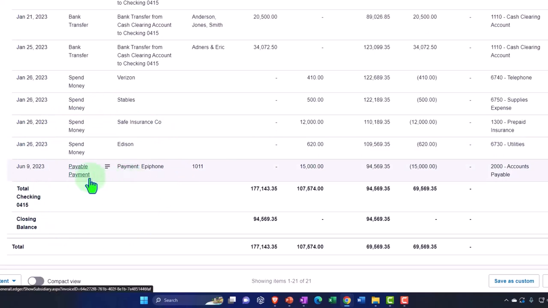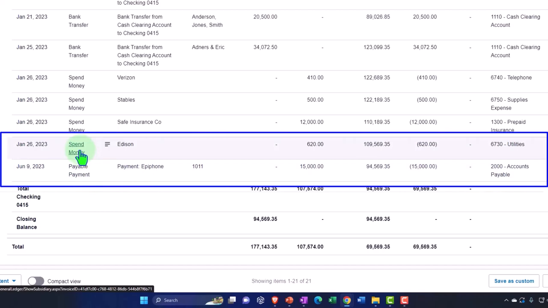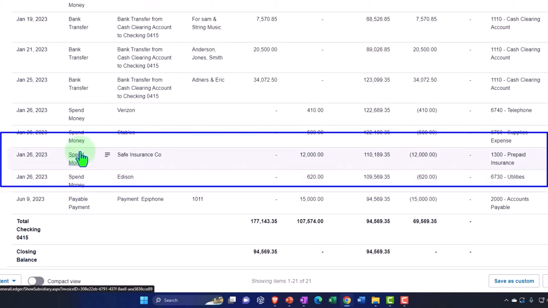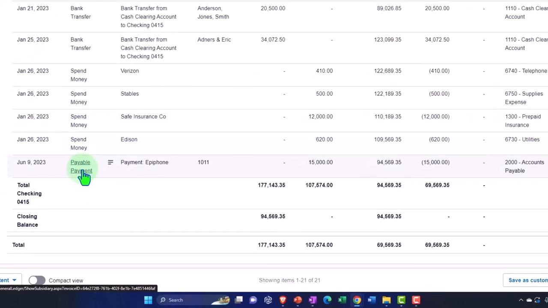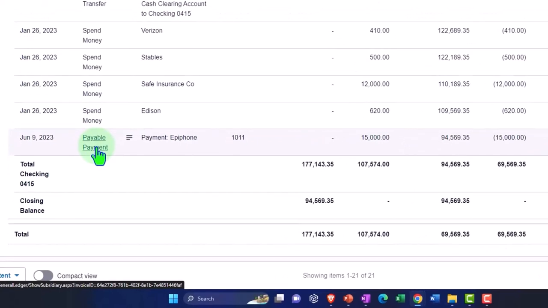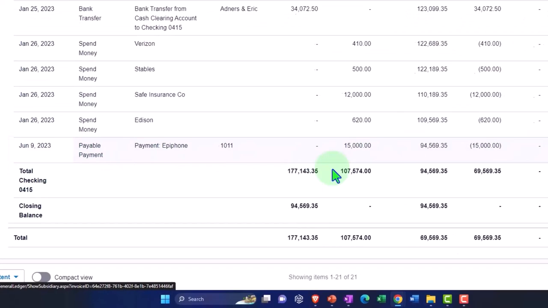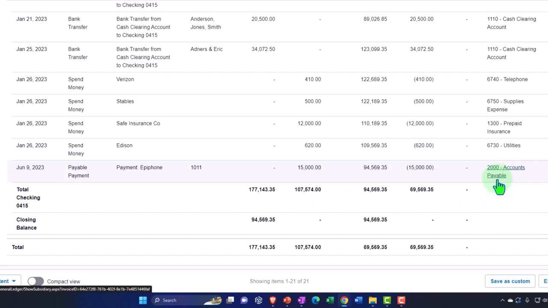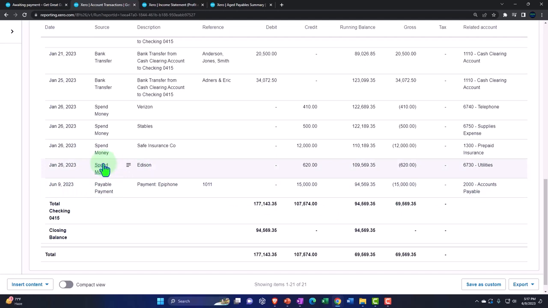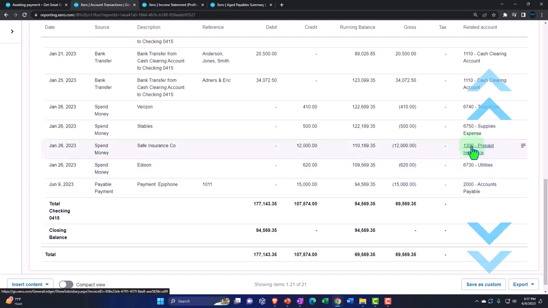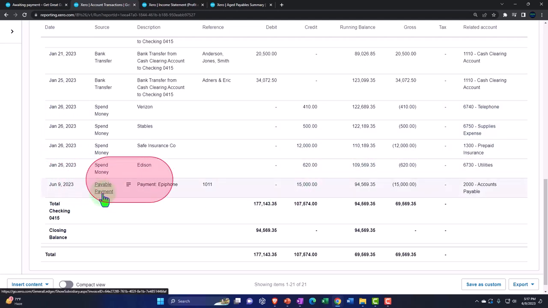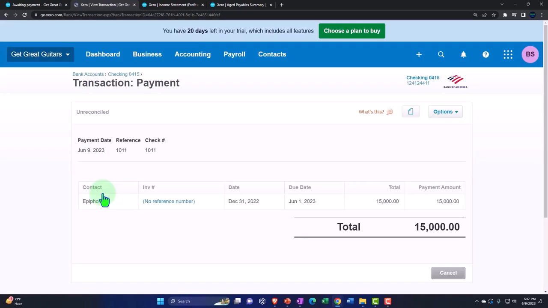Notice that we have a different description here than a spend money in terms of the source, which is nice, because that's an indication in and of itself that the other side of the transaction is going to go to accounts payable, and that if you want to see what we actually purchased, again, you have to go to the bill, as opposed to the spend money form, where the other side of the transaction is usually an expense or asset, most likely an expense, sometimes an asset. So if I go into this one again, so there we have it. If we needed to edit it, we've got our options up top.